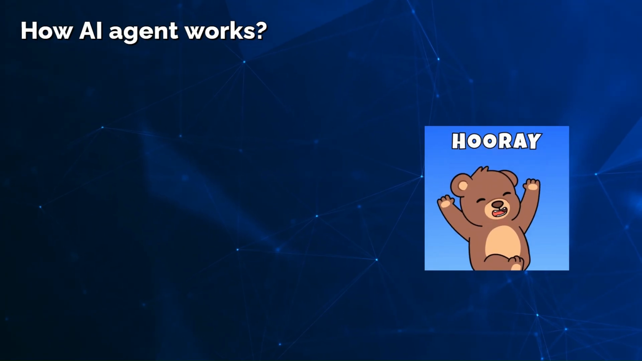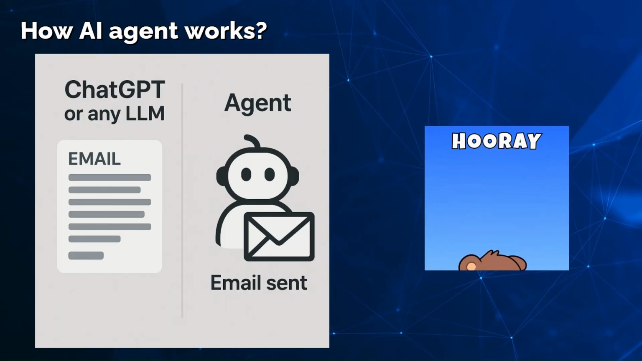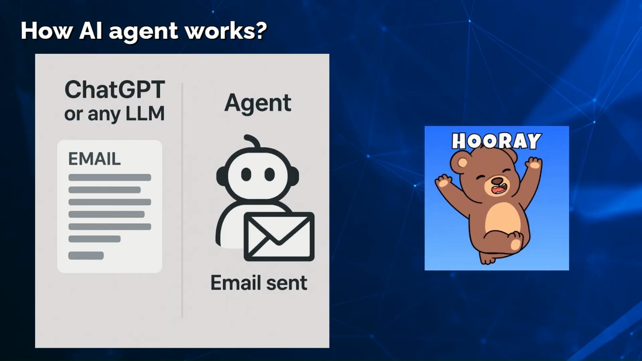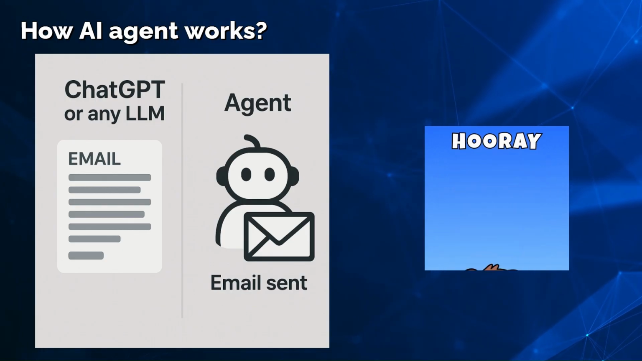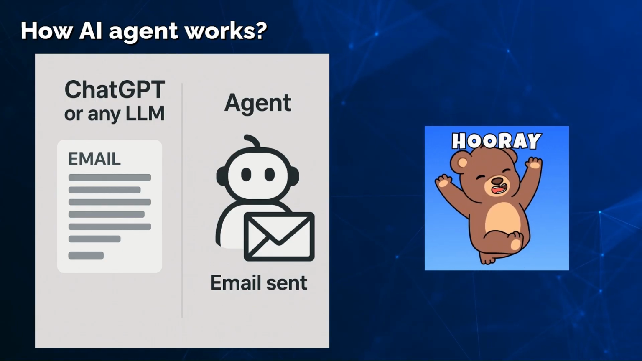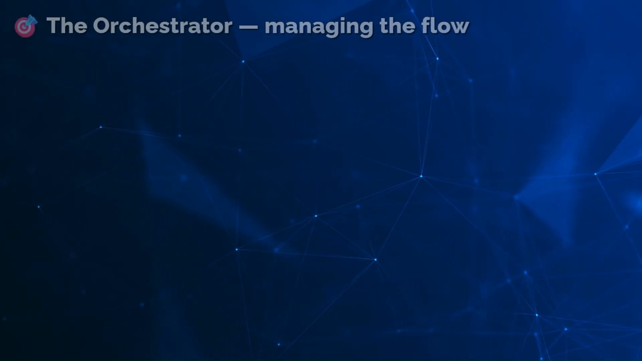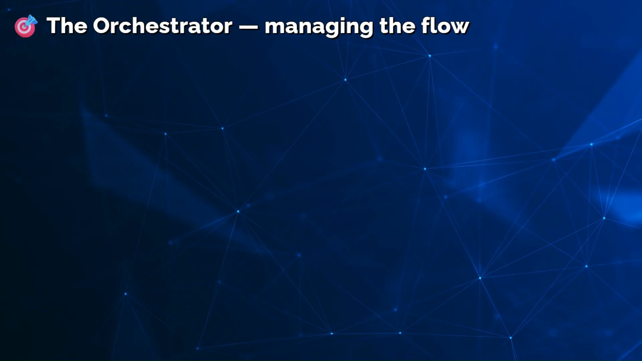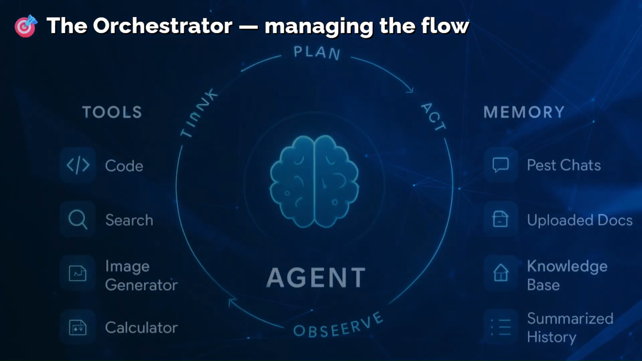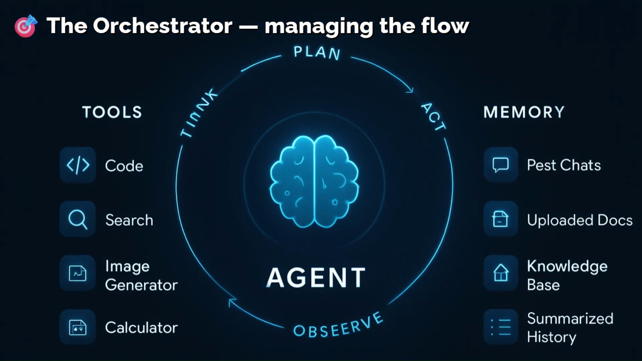So I hope it's now clear. ChatGPT or any LLM can generate text-based email content. You still have to copy-paste and manually compose the email, but your agent actually sends the email using the Send Email tool. Now the fourth one is the Orchestrator, managing the flow. This is what ties everything together. It makes the agent dynamic, not just by following fixed steps, but deciding what to do based on the previous step's result. It loops through think, plan, act, observe until the goal is reached.